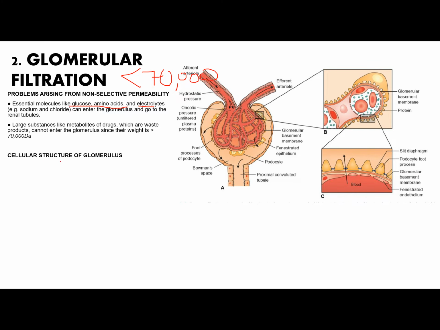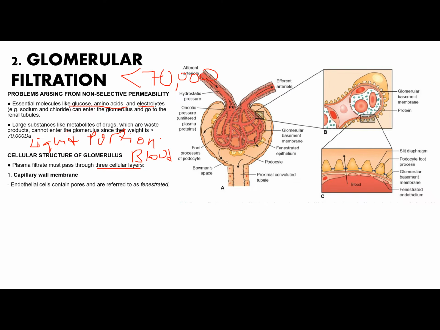Now, let's talk about the cellular structure of glomerulus. Plasma filtrate must pass through three cellular layers. So, yung plasma filtrate nyo, when we talk about plasma filtrate, this is the liquid portion of the blood. Basically, yung blood itself class. So, it has to pass through three cellular layers.